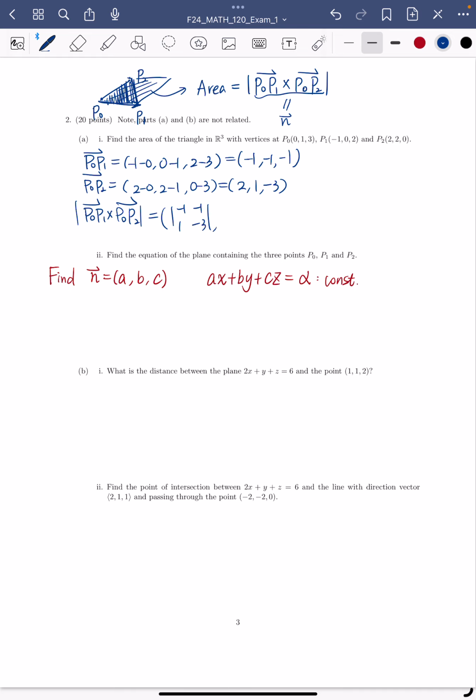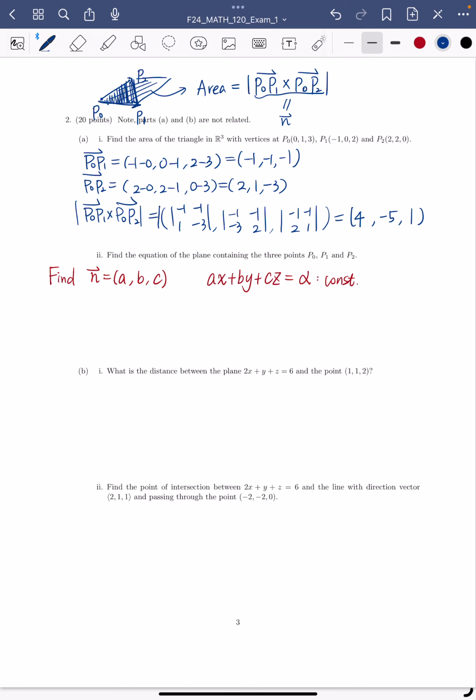Write down the determinants. 1, minus 3, minus 1, 2, minus 1, minus 1, 2, 1. Okay, so we get 3 plus 1, which is 4, and minus 2 minus 3, which is minus 5, and minus 1 plus 2, so it's 1.